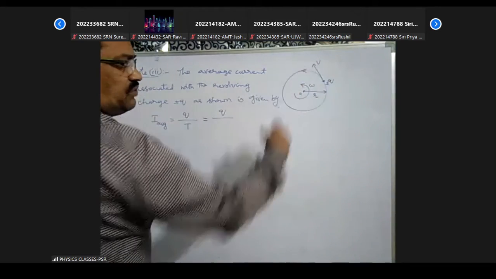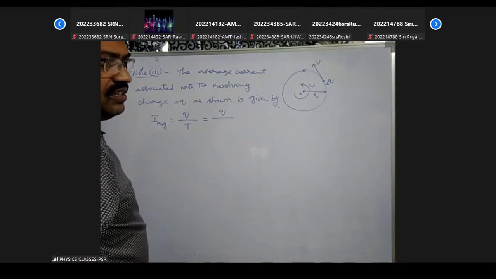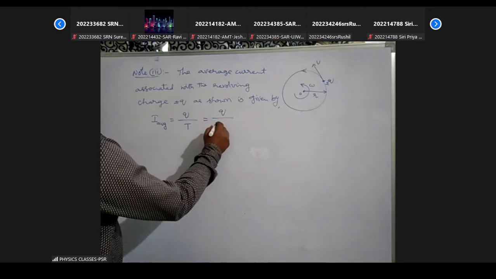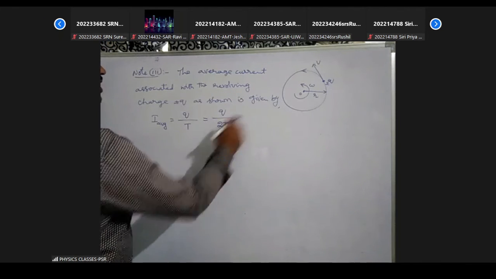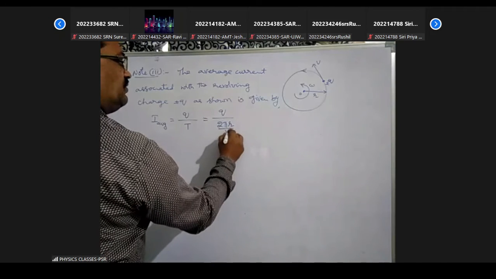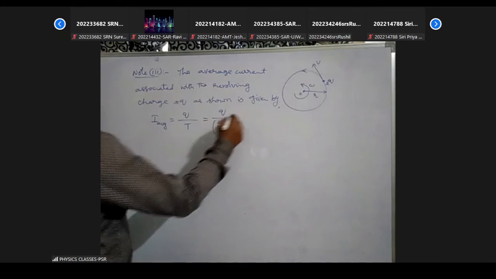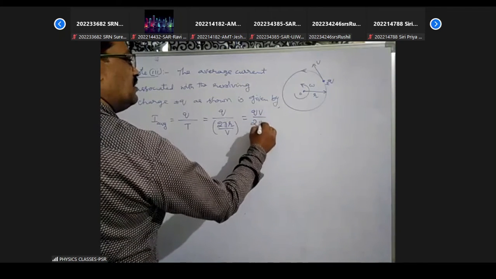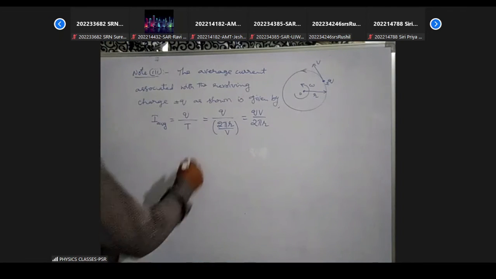For one rotation, what is the distance traveled? 2 pi R. With velocity V, that is the time taken to complete one rotation. So this can be written as QV by 2 pi r, where V is the linear velocity of the charged particle.